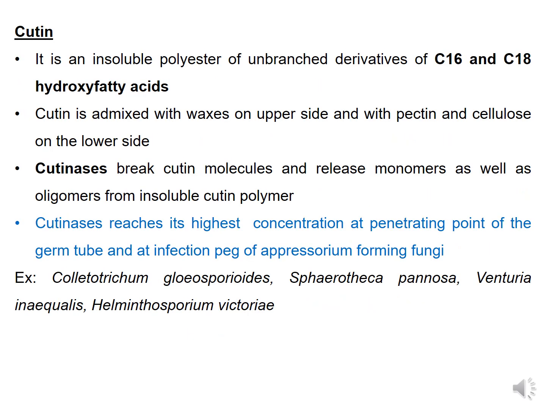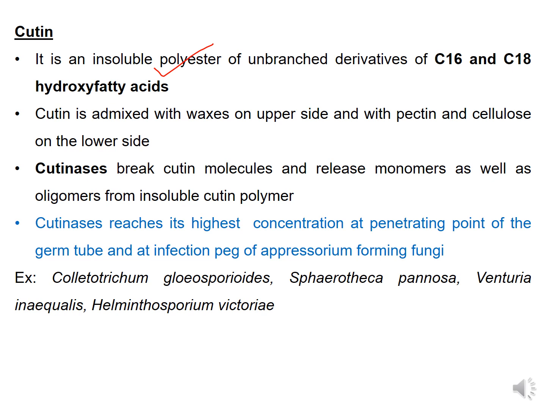Coming to the cutin, what is cutin? Cutin is an insoluble polyester of unbranched derivatives of either C16 or C18 hydroxy fatty acids. There are saturated and unsaturated fatty acids, but here I am not going into a very detailed explanation of the C16, C18 hydroxy fatty acids. I think you know about palmitic acid and these fatty acids. I will make another video about these fatty acids.